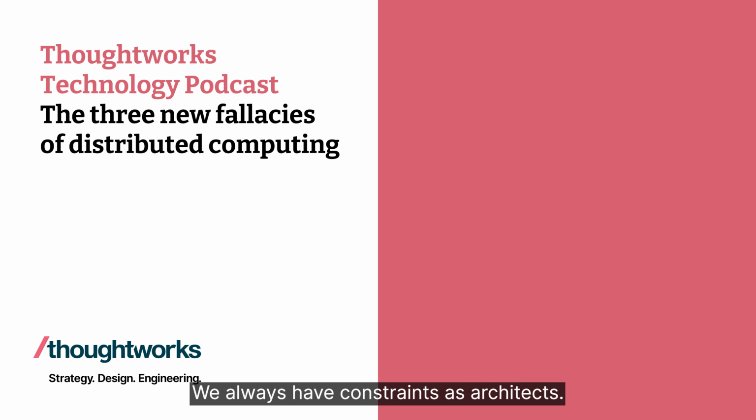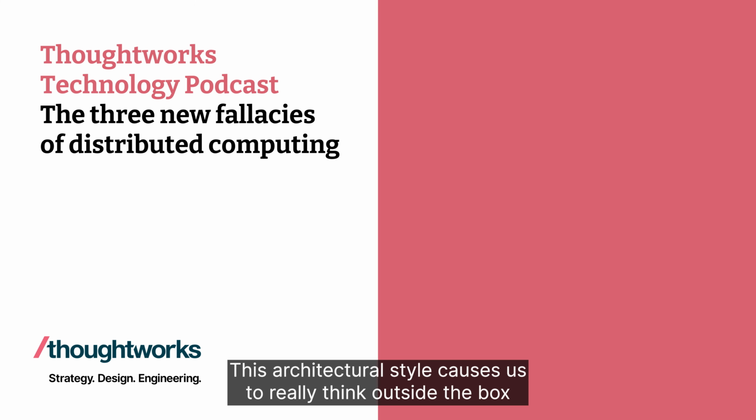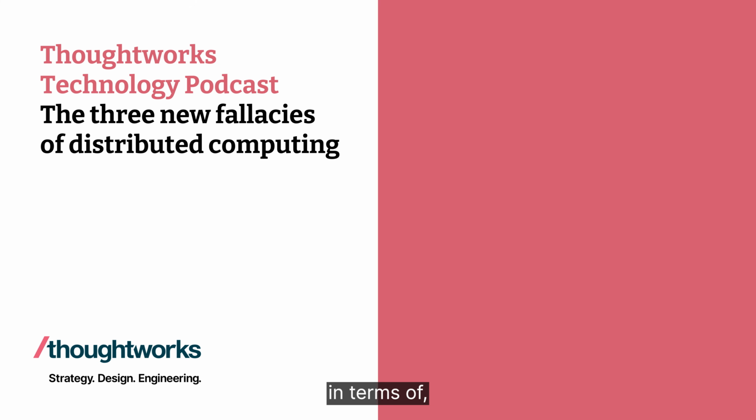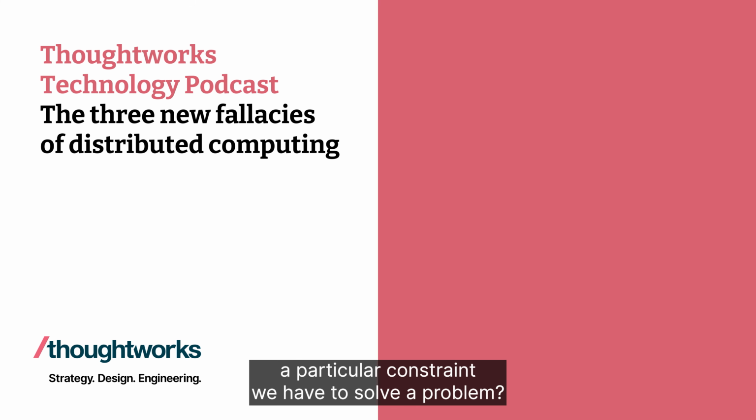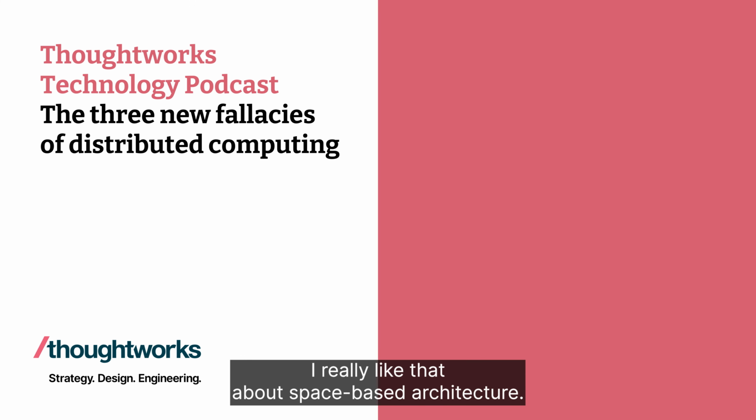We always have constraints as architects. And this architectural style causes us to really think outside the box in terms of, is there a way to remove that constraint? Is there a way we can shape an architecture to overcome a particular constraint we have to solve a problem? And I really like that about space-based architecture.